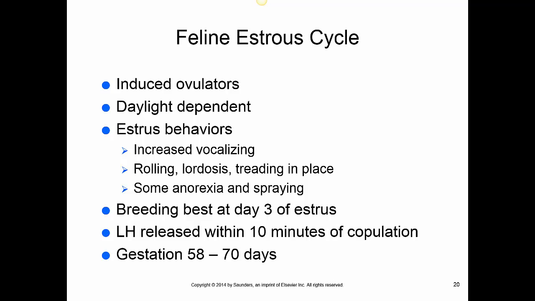We can also have some problems if they stay in estrus too long, if they're not induced to ovulate, and this is because of high levels of estrogen. Usually the best time to breed a cat, for places that are doing catteries or specifically trying to breed cats, is about day 3 of estrus. And luteinizing hormone after stimulation is released within 10 minutes of copulation, so it's fairly quick. And once again, gestation in cats lasts somewhere between 58 and 70 days.